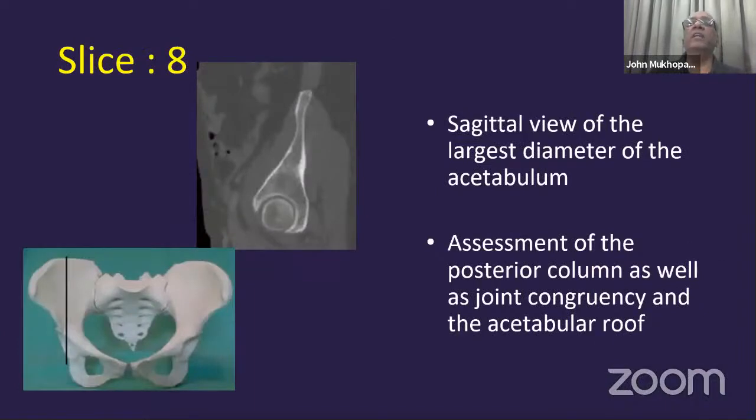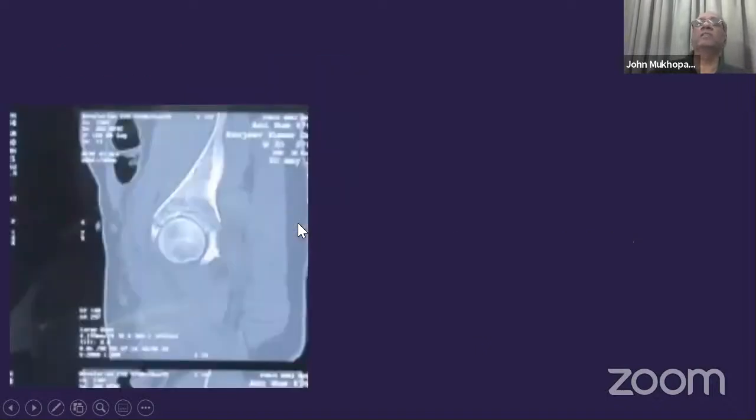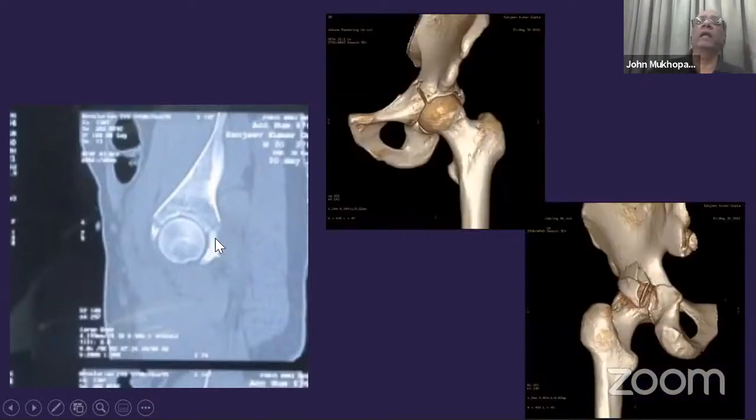And the last scan that you look at is the sagittal view in the largest diameter of the acetabulum. It's almost the central sagittal view of the acetabulum. And this actually allows you to assess the anterior column, anterior wall, posterior column, and the congruency of the acetabulum and the roof. Okay, so all these things can be seen. This is the section that you look at. You can see the anterior part involved, the posterior part involved. And again, the corresponding 3D CTs showing you the whole picture of the injury.